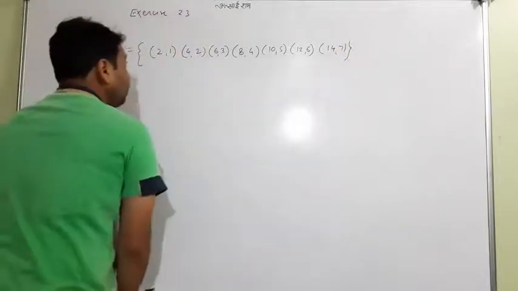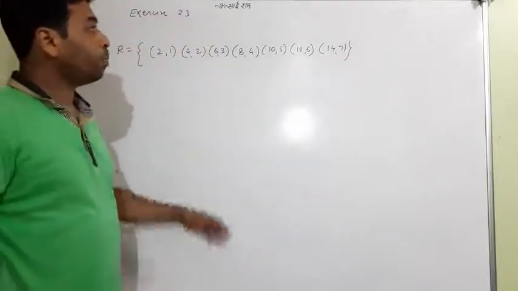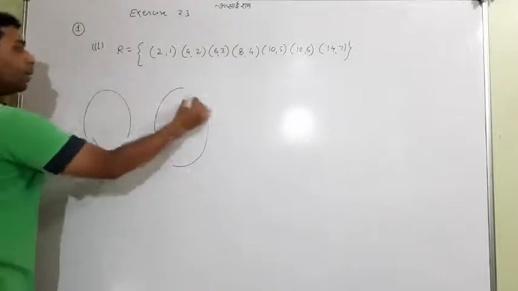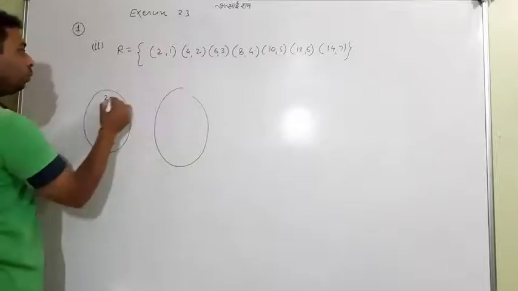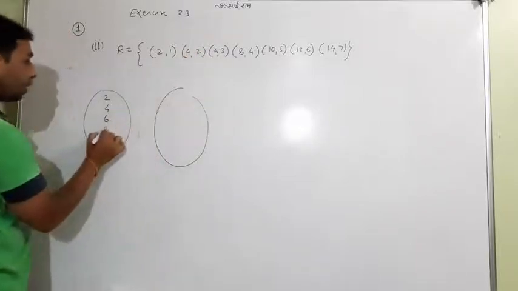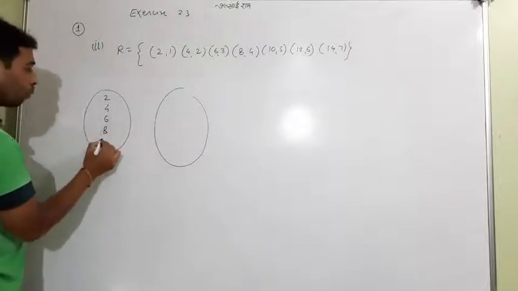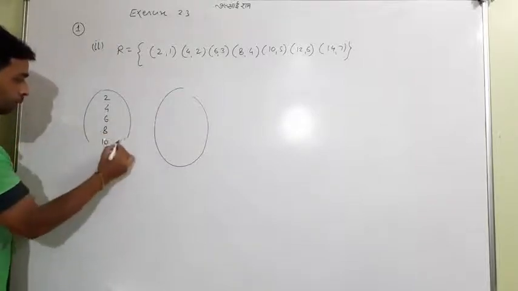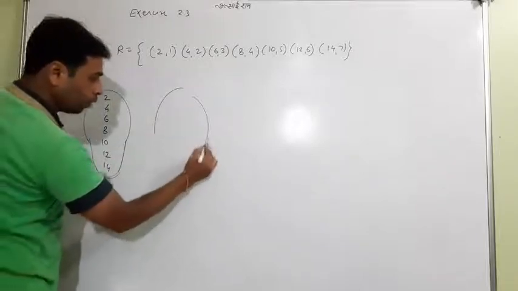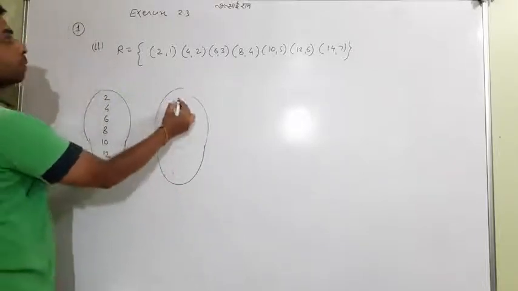So look at the thing which is very important. If you're still confused, you can go through this particular diagram. Suppose first set 2, 4, 6, 8, 10, 12, 14. What about the next?